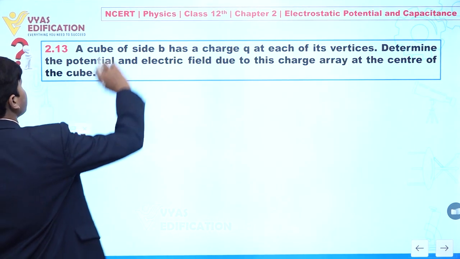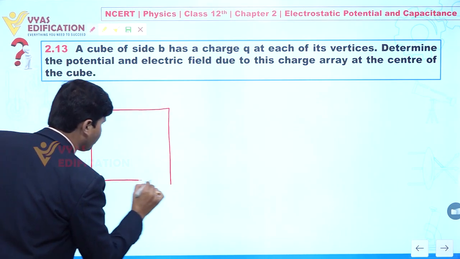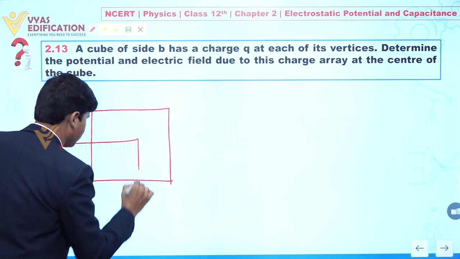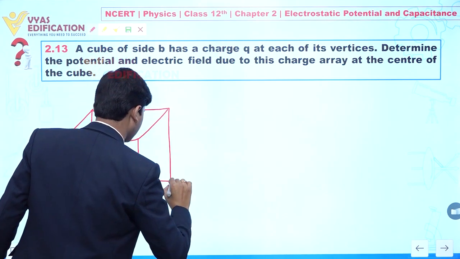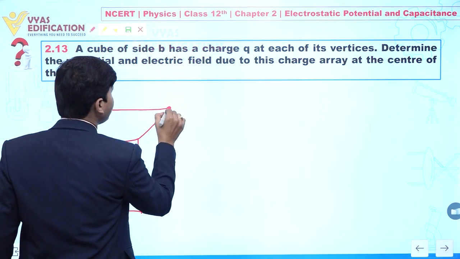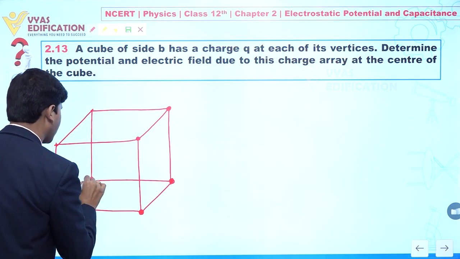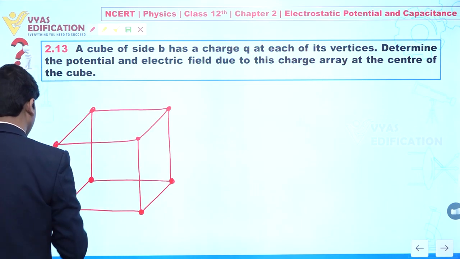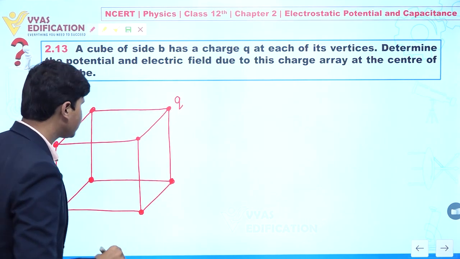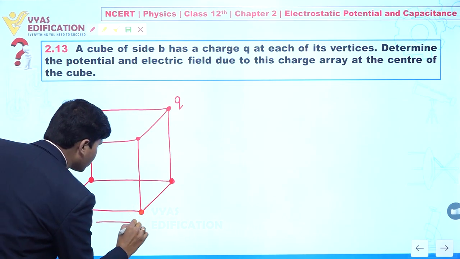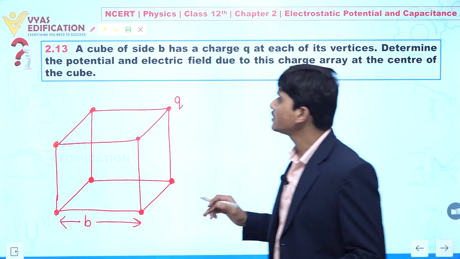Now let's suppose here we have a cube. Let's suppose this is the cube, clear, and here we have a charge. This is placed at the corner of this cube like this, clear. The value of charge is given to you, this is q, and each side is given to you as b. Our objective in this question is to calculate the electric potential and electric field at the center of the cube.